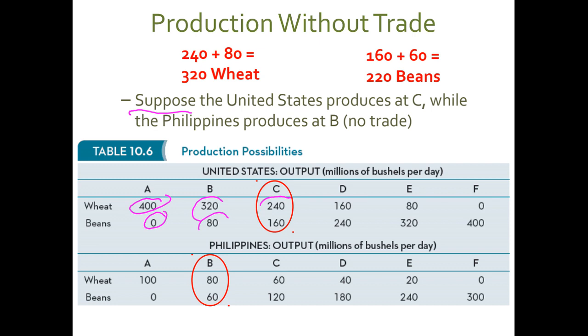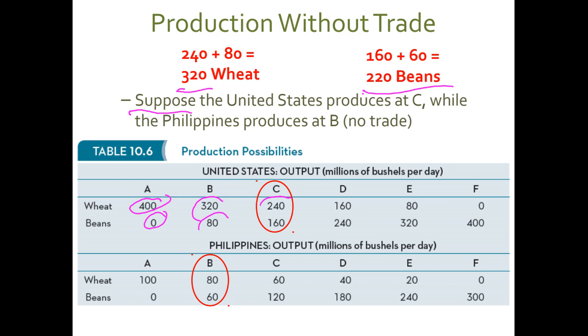So right now, before trade, what is happening? The United States is producing 240 bushels of wheat and 160 bushels of beans. Similarly, the Philippines is producing 80 bushels of wheat and 60 bushels of beans. So if you calculate the total production of wheat and total production of beans, it is given here. Total production of wheat is 320. I added 240 and 80. And total production of beans is 220. I added 160 and 60 for both countries.